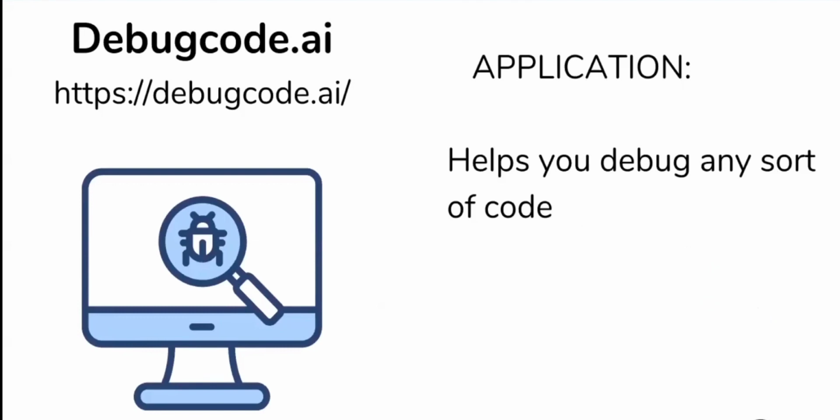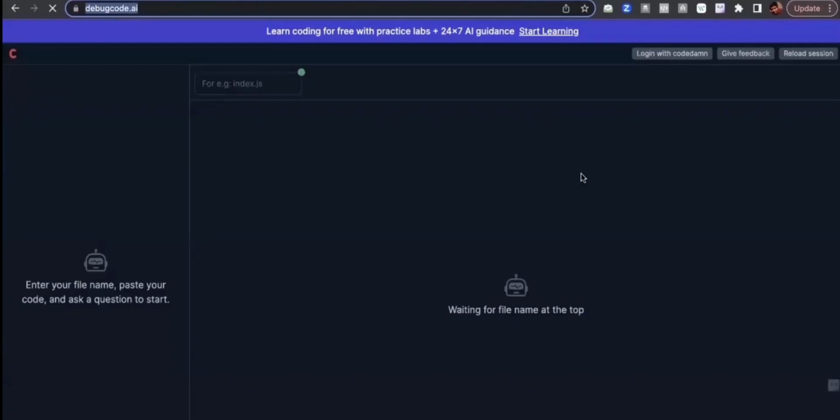What is the name of the tool? It's called debugcode.ai. How does debugcode.ai work? I'll again copy the link and paste it in the chat box for everyone.